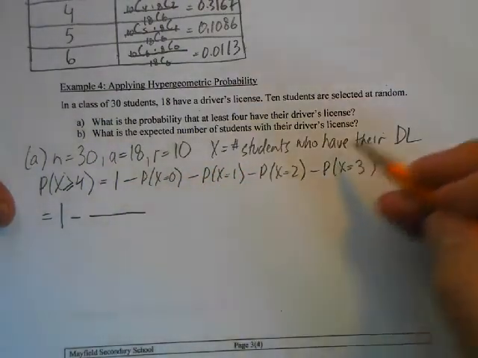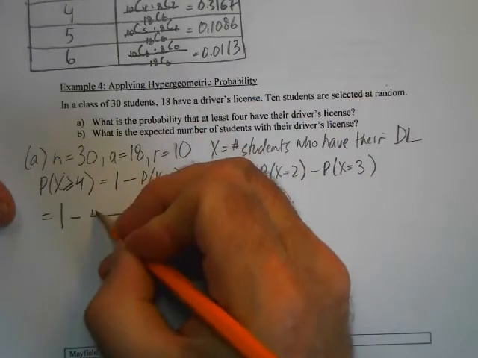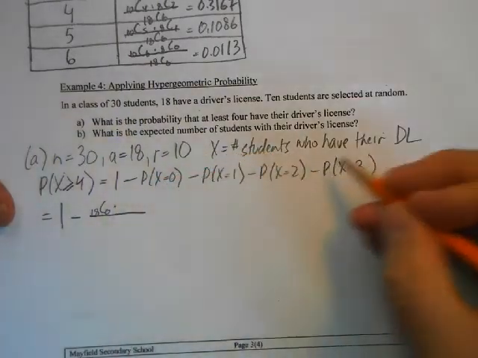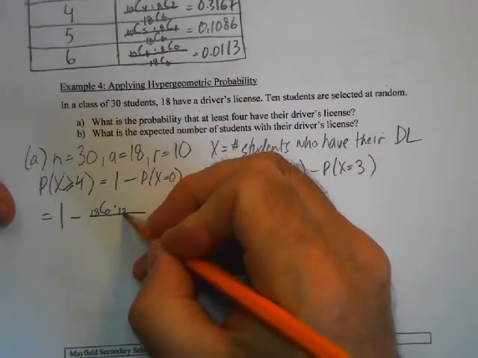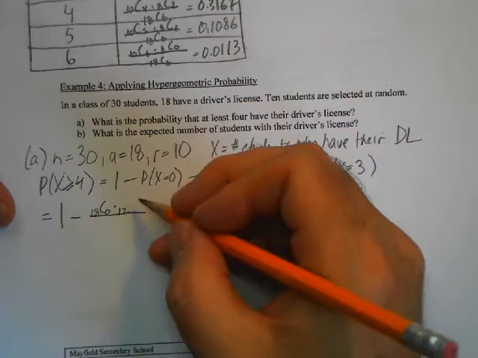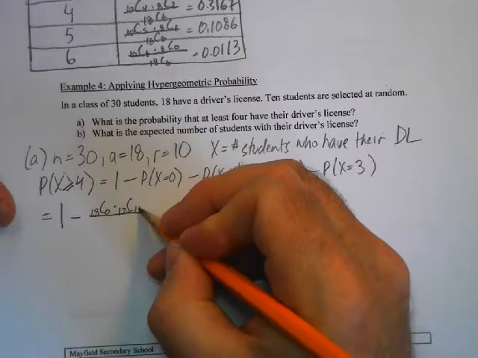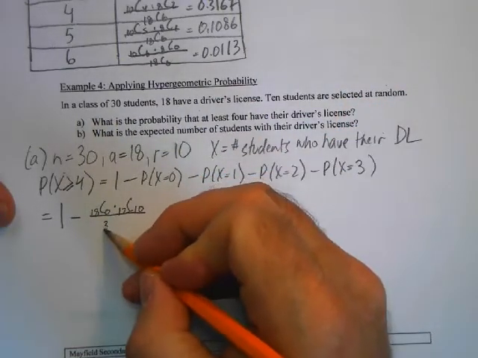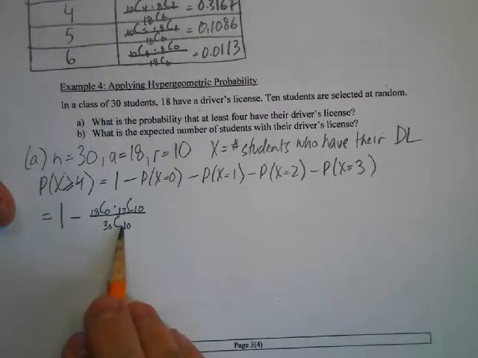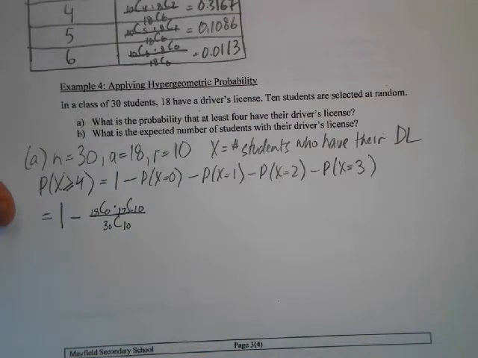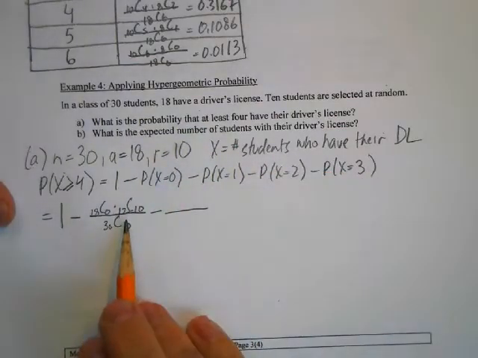In this case, we're looking for students that have driver's license being 0. So it's going to be 18 choose 0 times, so if 18 students have a driver's license, 12 don't. So 12, and we want all 10 of our sample to be from this group. So 12 choose 10 over 30 choose 10. We're choosing 10 students out of our class of 30. So that's the number of potential combinations of 10 students. Okay, and that's probability x equals 0.